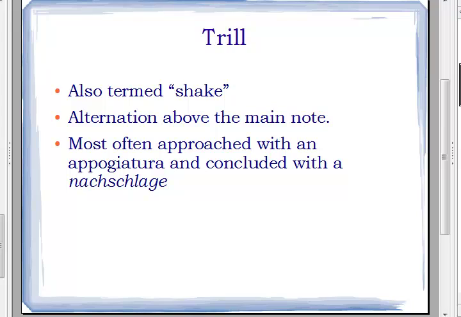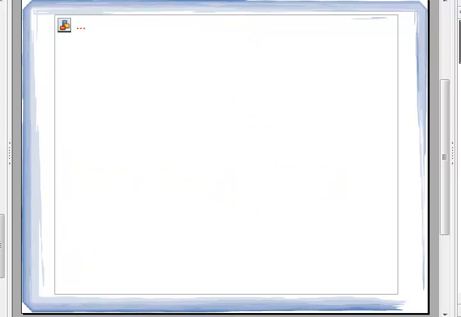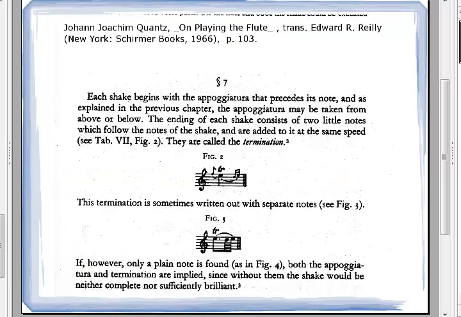Okay, let's go on. Let's talk about the trill. So we've had the short trill. Now this is the trill where there are multiple movements above the main note. It's often also termed shake. It is always an alternation above the main note. Most often it's approached by an appoggiatura, and it is concluded with what's called a Nachschlag, or the termination notes.